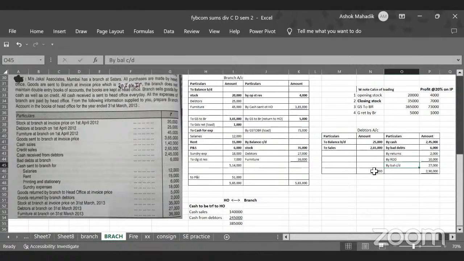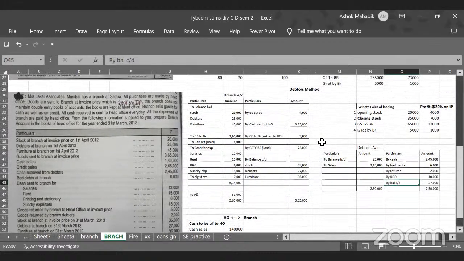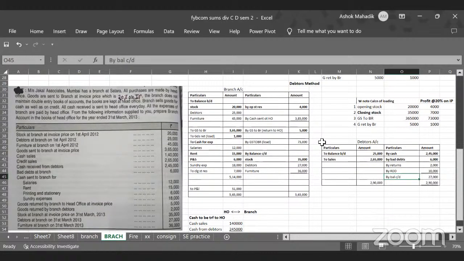Okay, that's it, students. So I have taught you both the methods of branch accounts. First, I showed you stock and debtors method, and this was debtors method. Okay. You practice both the methods. Now some students have requested for consignment account. So I'll take it at 3:30. It's 1:30 now. So I'll just take a break. So we'll meet again at 3:30 after 2 hours, for consignment account.